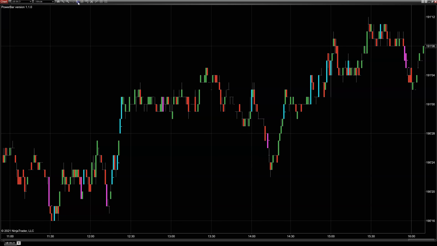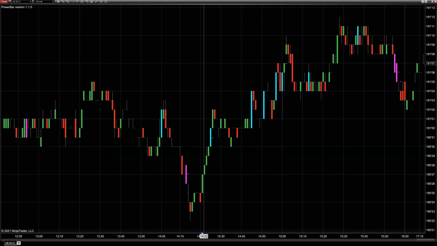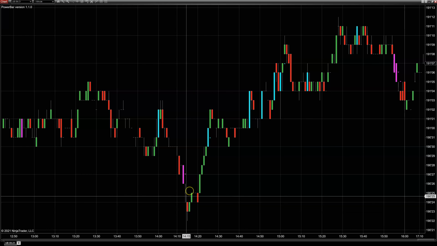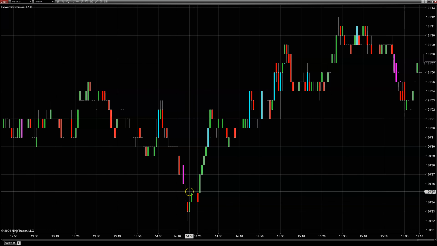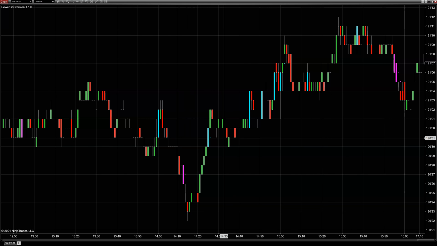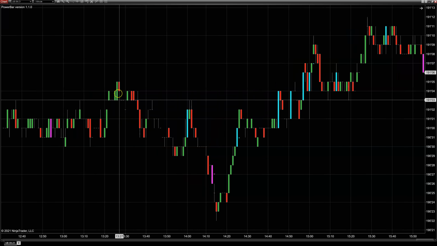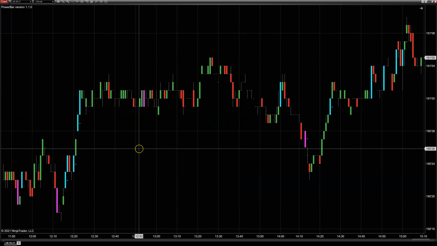Now the colors, now these are power bars, okay, so they're coloring the bar a certain color, cyan for bullish or magenta for bearish. Now people say, well, why cyan and why magenta? Well, NinjaTrader uses green for up candles and red for down candles. Again, you could adjust the colors.